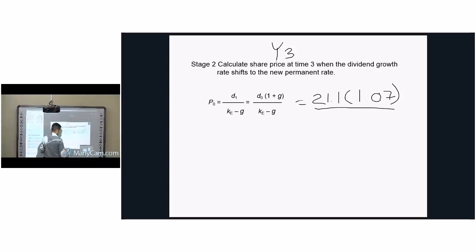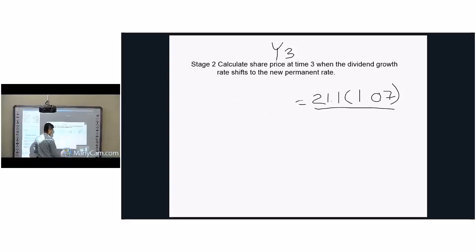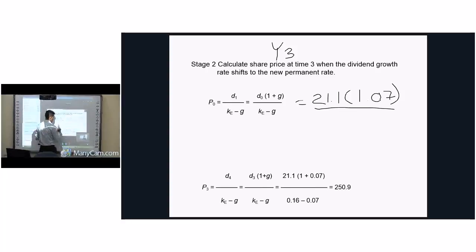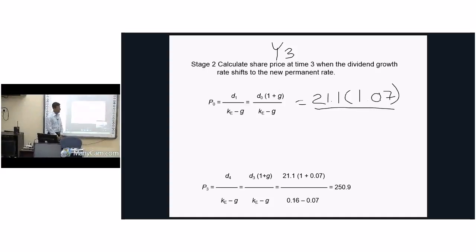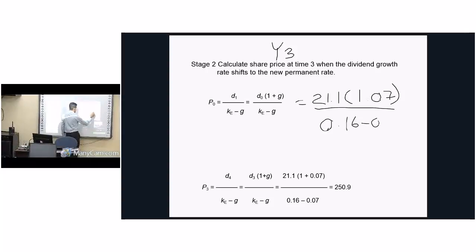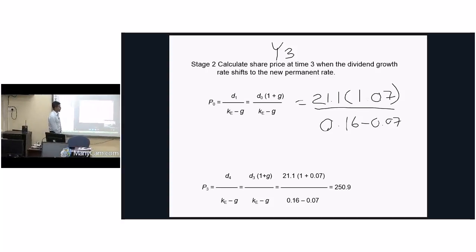KE is already given for you: 16%, the discount factor, the rate of return. And the growth rate now is 0.07. Now when you calculate it, you will get a figure of 250.9. What do you mean by this 250.9? We should be able to interpret this figure.